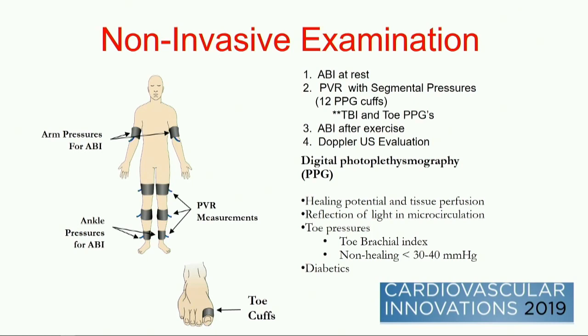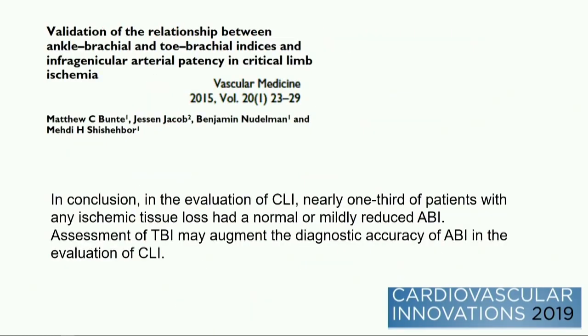And at our institution, we consider it really 4 parts: an ABI at rest, PVR with segmental pressures, including evaluation of the digits with TBIs and toe PPGs, and ABI after exercise, if the patient can exercise. We have a treadmill for 5 minutes, if they can tolerate that. And then after that, we do a Doppler ultrasound evaluation to get a Doppler map. It really gives us an assessment of the extent of disease, location of disease, and then we try to get an idea of that tissue toe perfusion.